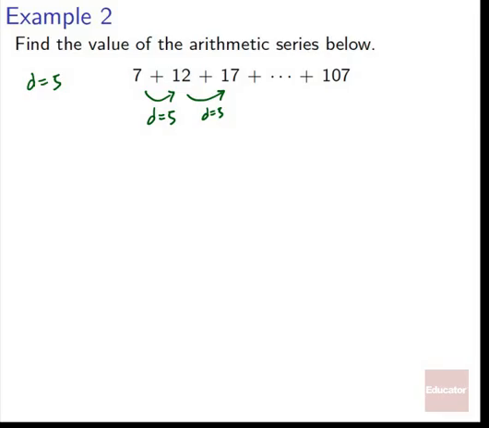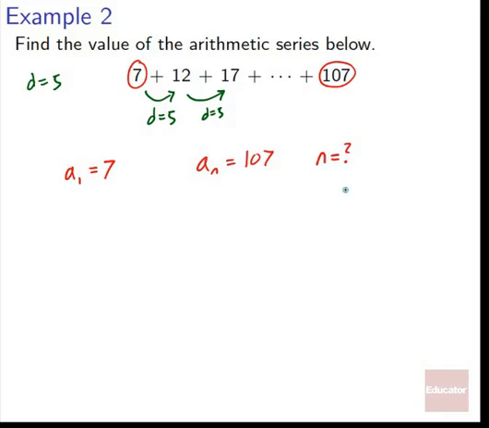So we need three things to know what the series value is. We need to know the first term. That's easy. We can see it right there. A1 equals 7. We need to know the last term. That's easy as well. An equals 107. And we need to know the number of terms. N equals question mark. So how can we figure out how many terms there are?